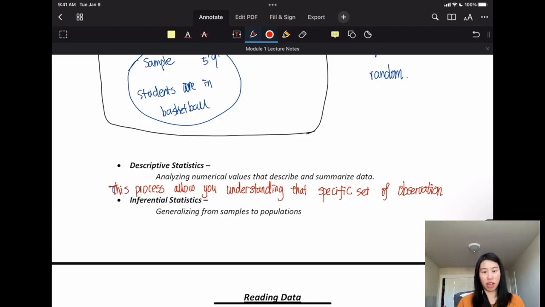And then the other type of statistics is called inferential statistics. So what does inferential statistics do? It generalizes from the sample to the population. That allows you to test the hypothesis or assess whether your data is generalizable to the broader population or not.